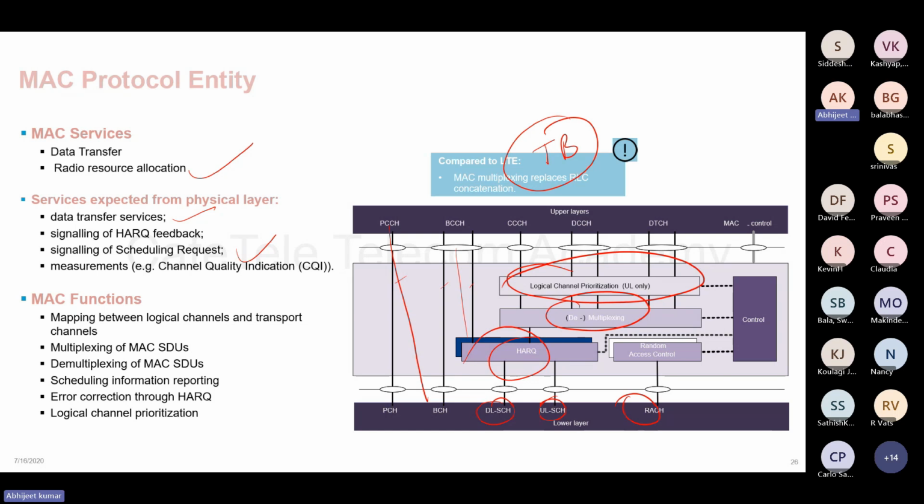And if we compare to LTE, MAC multiplexing reflects the RLC concatenation. In LTE, if you remember, the responsibility of combining multiple RLC PDUs into a single PDU, called concatenation, has been shifted from the RLC layer to the MAC layer. Why did they do this? Because they want to optimize the processing and the transmission on the data radio. So this is the funda.